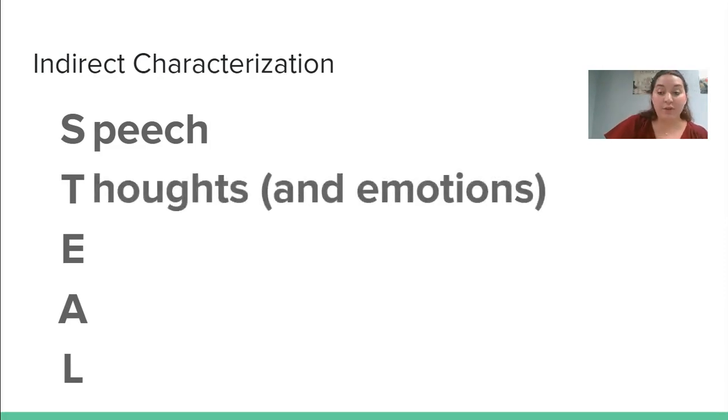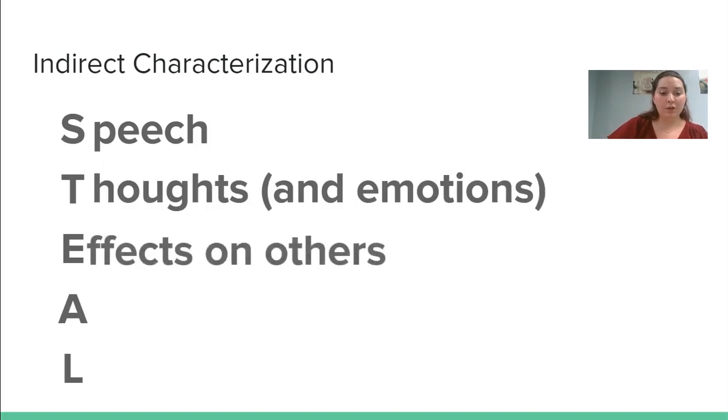We can also look for thoughts and emotions. So while an emotion is not necessarily a character trait, the types of emotions and the types of thoughts that a character has can tell us a lot about them. So if they are always thinking bad things about other people, maybe we could say that they're pessimistic or judgmental. We can also look for the E, the effects on others. So the way that a character responds to other people or situations, or the way that they make other people feel, can tell us a lot about who they are.